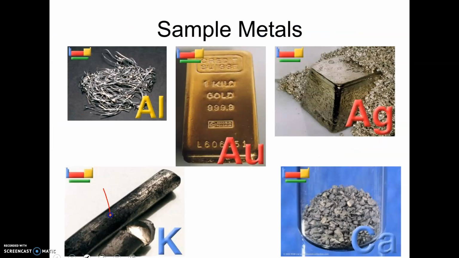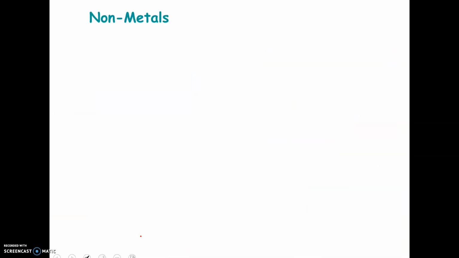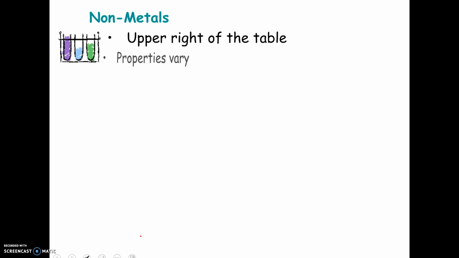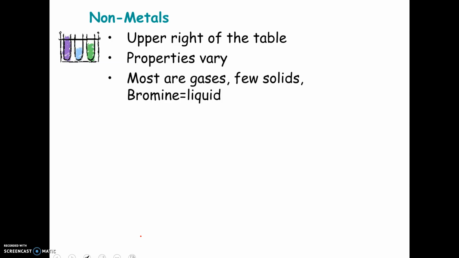Now notice how this doesn't look very shiny. If you were to cut the potassium, it is actually cuttable. Believe it or not, it's actually kind of soft. Inside, it would be shiny. But a lot of these tend to react with the air or the water vapors in the air, and they oxidize. They turn black on the outside. But they are actually shiny if they haven't had corrosion happening to them. So these are just some examples of different metals. Non-metals, on the other hand, this is your upper right of the table. Their properties can actually vary.